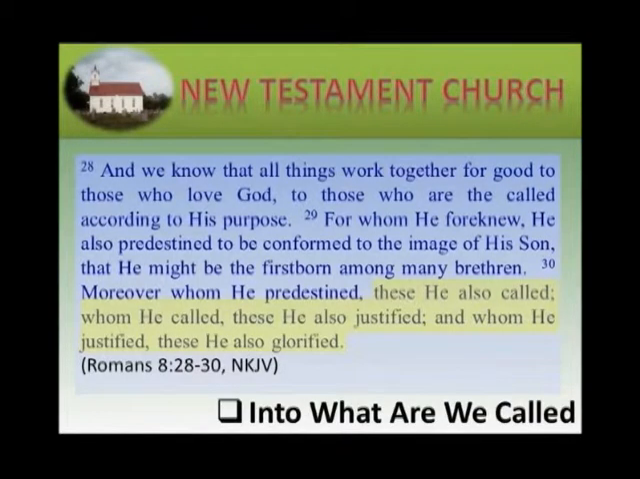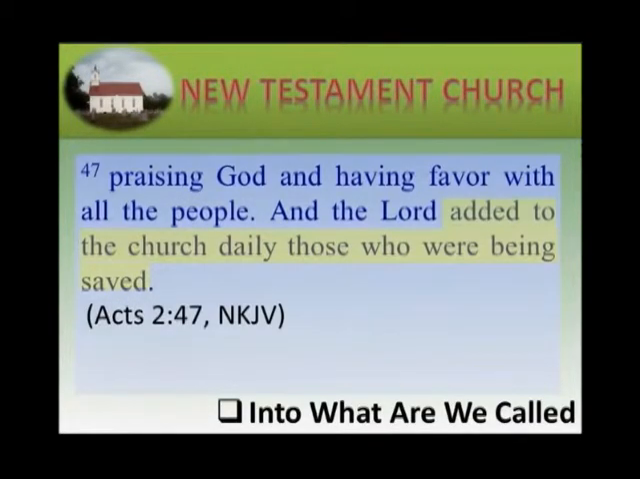Well, let's take a look at another passage when we talk about the idea into what we are called. And this is Acts chapter 2 and verse 47. It says, "Praising God and having favor with all the people, and the Lord added to the church daily those who were being saved." Now notice the idea of the church. Well, that's that term ekklesia. Those who hear the gospel call are added to the church, the congregation, the saved ones.